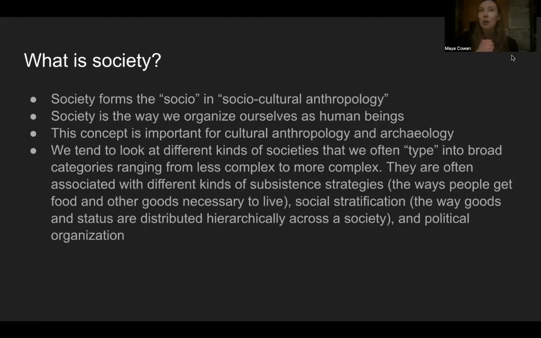It might be through a class system like ours that has tons and tons of different layers, wherein we can talk about working class, we can talk about the upper lower middle class, the upper class, the billionaire class, right? We just have so many different classes. It's so stratified. The richest of our rich are so incredibly rich, and the poorest of our poor are so incredibly poor. So we are in an incredibly stratified society. The way goods and status are distributed, as well as political organization. So we'll talk about what that means.